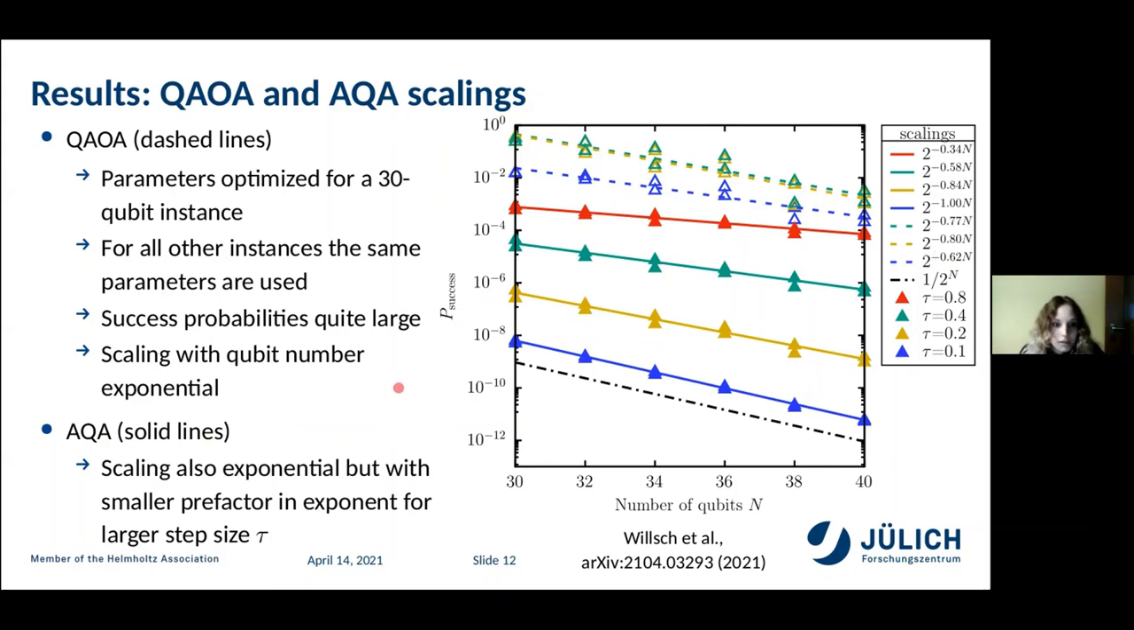What do we see for Aqua? These are the solid lines. Here we see that the improvement is in general less, but we also see that for the larger step sizes, we get higher success probabilities. And what we also see is that the prefactor in these exponents gets smaller. So actually this case, which did not look so good on the previous slide, now has the best scaling. So this looks actually quite promising.